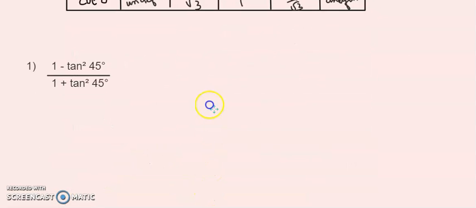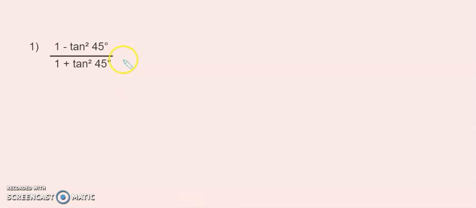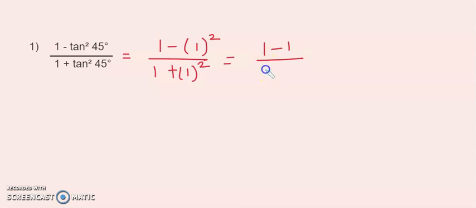Okay. So the first one is 1 minus tan square 45 divided by 1 plus tan square 45. So 1 minus tan 45, which is 1, whole square, divided by 1 plus tan square 45, again 1 whole square. So this gives us 1 minus 1 upon 1 plus 1, right? Which is 0 upon 2. So that should be a 0, right?